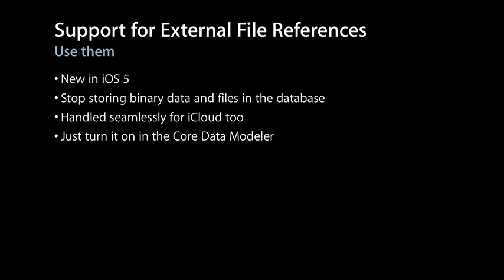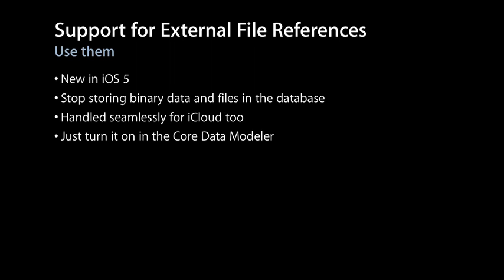Now, core data has support for something called external file references that's new in iOS 5. And the upshot is basically that you want to be using them. External file references make it easy to stop storing binary data and files in your database. Best of all, core data handles these seamlessly for iCloud as well. All it is is a simple checkbox in the core data modeler, and then core data will automatically take any of the data you write to these attributes, persist them to the file system, and make sure they make their way up to iCloud.